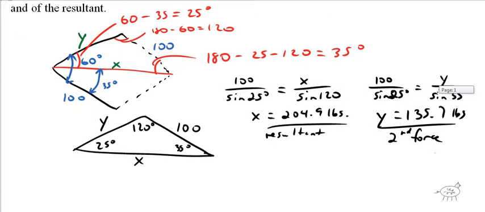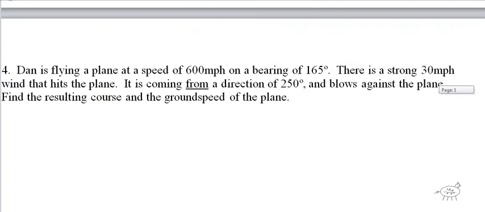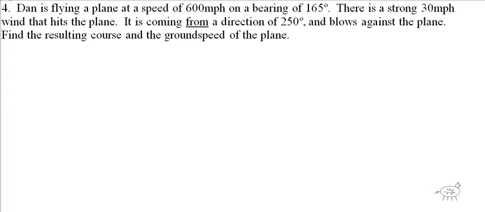All right, so now these are my favorite problems. I really like these. These are airplane problems. Dan is flying a plane at a speed of 600 miles an hour on a bearing. Whoop, whoop, whoop, bearing problem, 165 degrees. All right, so let's draw our dotted line here, and it's 165 degrees. And let's label. This is 165 degrees, and it's 600 miles an hour.